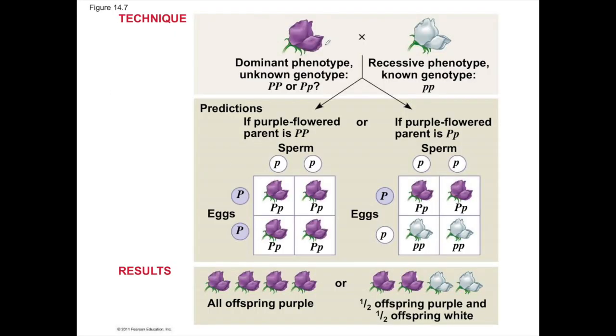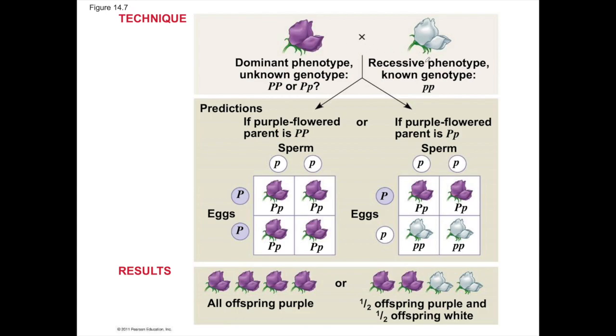So for example, let's say we have an unknown dominant. So we know it has a dominant phenotype, purple flower color, but we don't know if it's big P, big P, or if it's big P, little p. Okay, well, we take that dominant and we mate it to recessive, the white flower color. Now, just by looking at the recessive, we do know its genotype. The only possible way for this to have the recessive phenotype is if it's homozygous recessive. It has to be two little p's, because if it had a big P, it wouldn't be white, it would be purple. So you take these two and you mate them to each other.